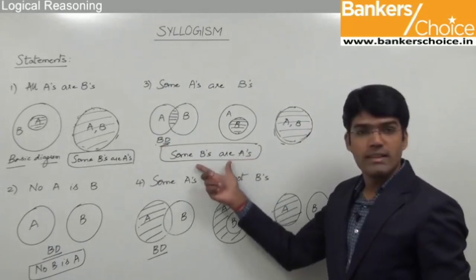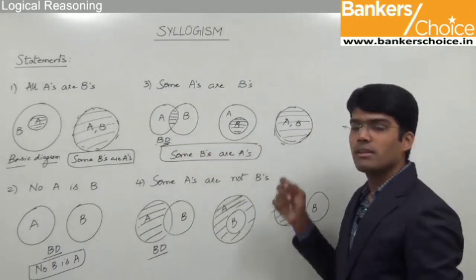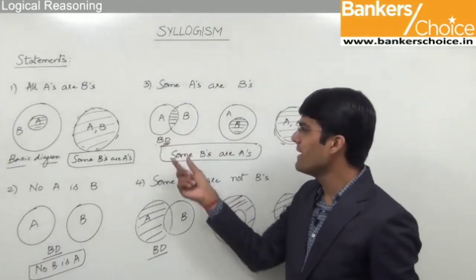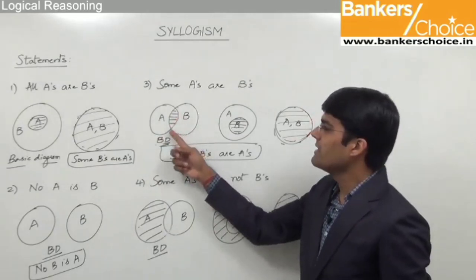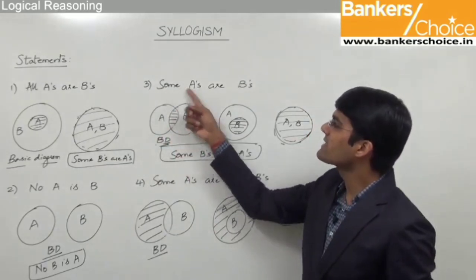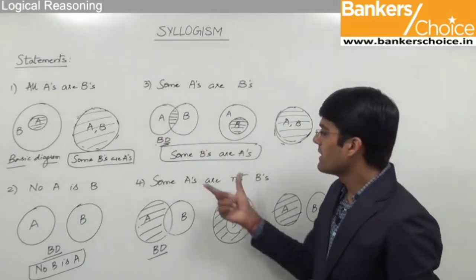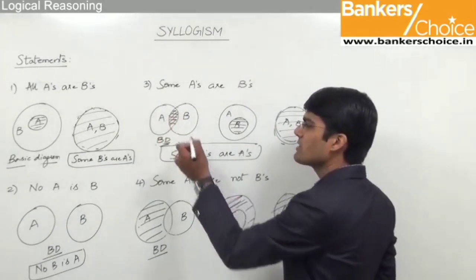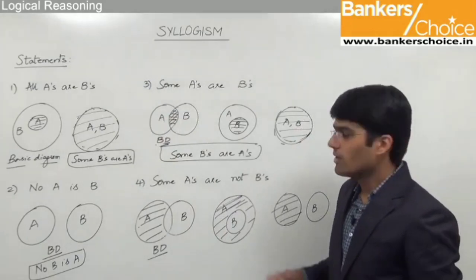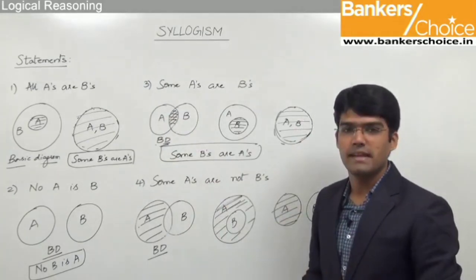Let us verify whether this conclusion satisfies all the diagrams or not. If you look at the first statement, that is the basic diagram, we find that this is the overlapping region, or this is the region which shows some A's are B's. And the conclusion is some B's are A's. So we can say that this is the same region which shows some B's are A's. So the conclusion satisfies the basic diagram.